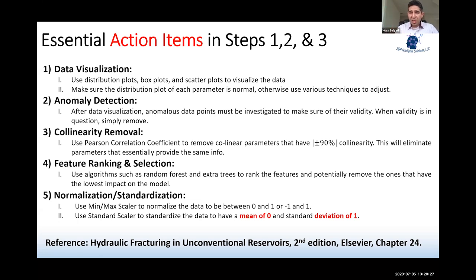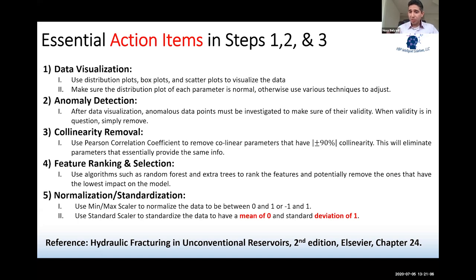For example, if the average gas in place for your field is 200 to 300 BCF per section, and now you have one point that says the average gas in place for that well is 1,000 BCF per section, well, what happened? That point is probably erroneous, right? If you include that in your model, then your model will try to extrapolate and you're going to have a hard time building an accurate model. So it's very important to visualize the data.